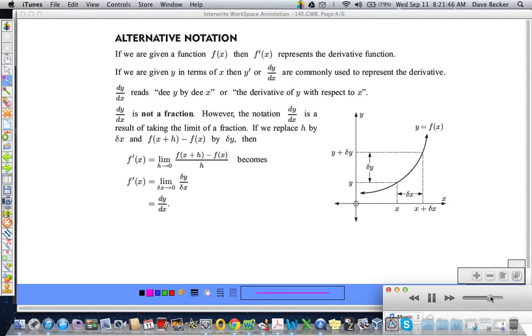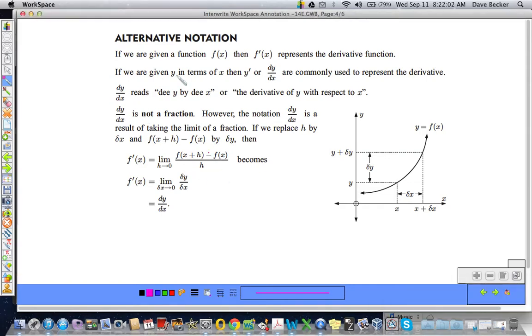Hey, so we are continuing our little talks on calculus, and specifically part 2 of differentiation from first principles.